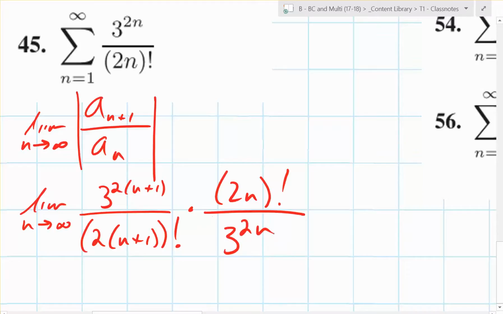Does everybody see what I did there? Dividing by a fraction is the same thing as multiplying by the reciprocal. That's all I did there. Put parentheses. The easiest way to mess these up, you see where I subbed in n plus 1? Make sure you put parentheses around them. It's really easy to get it wrong, and then it just goes off the rails.